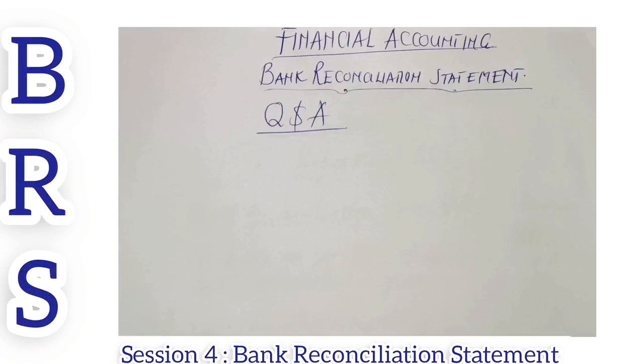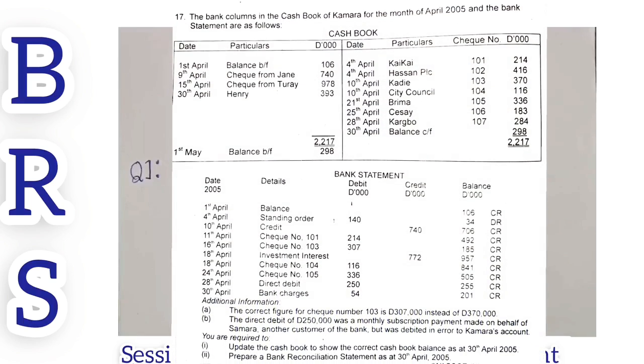So let's zoom into taking our first question on bank reconciliation statement. All right, this is how the question goes. The bank column in the cash book of Camara for the month of April 2005 and the bank statement are as follows. In the cash book, we have the date, particulars and currency at the debit side, then the credit side, you have date, particulars, the check number, and currency. Then the amounts of various transactions are there.